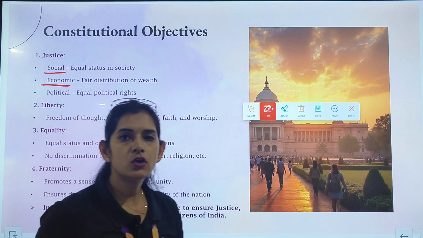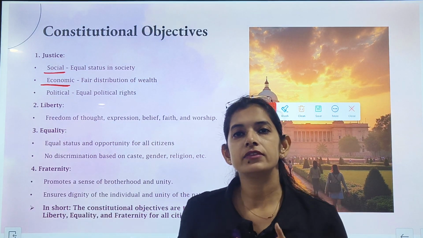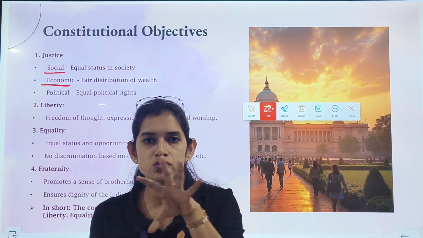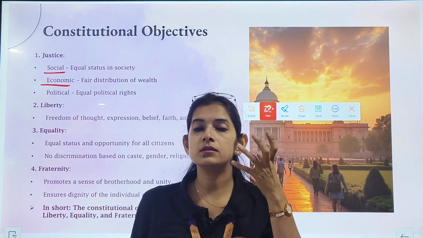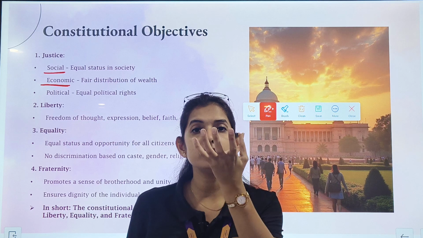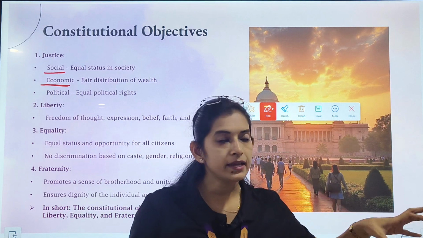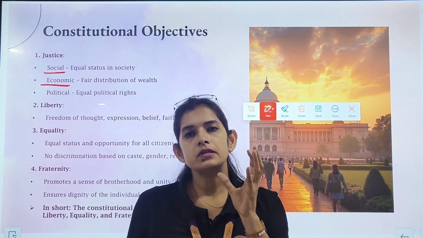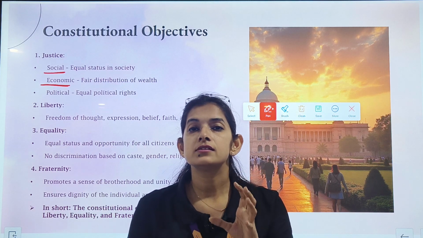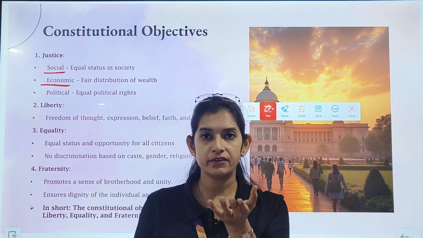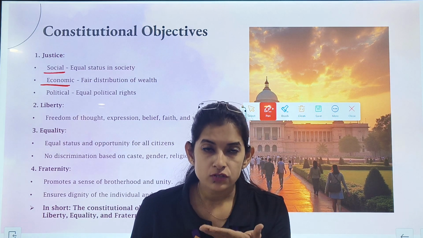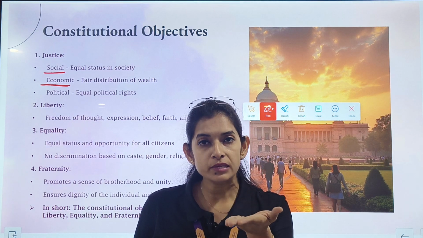Second, economic justice. Economic justice means, you must have seen some beggars in our society, right? You must have seen some people who belong to the lower class who reside on roadsides, on the footpaths, right? So those people are considered economically deprived. Clear? So some justice should actually be given to them.